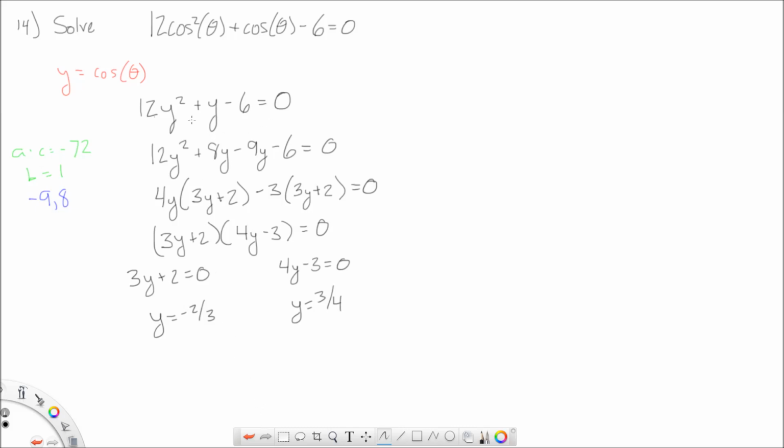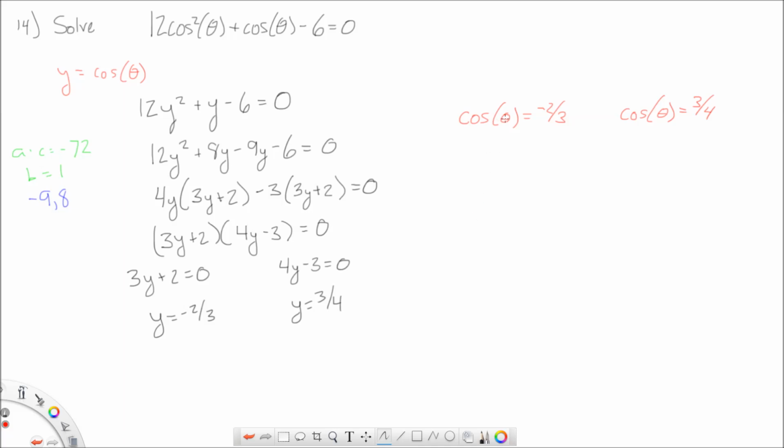So we solved this simpler equation at the top for what y has to be, but originally at the beginning we made y equal to cosine of theta. So now instead of y equals negative 2/3, we're going to look at cosine of theta equals negative 2/3. And also cosine of theta equals 3/4.